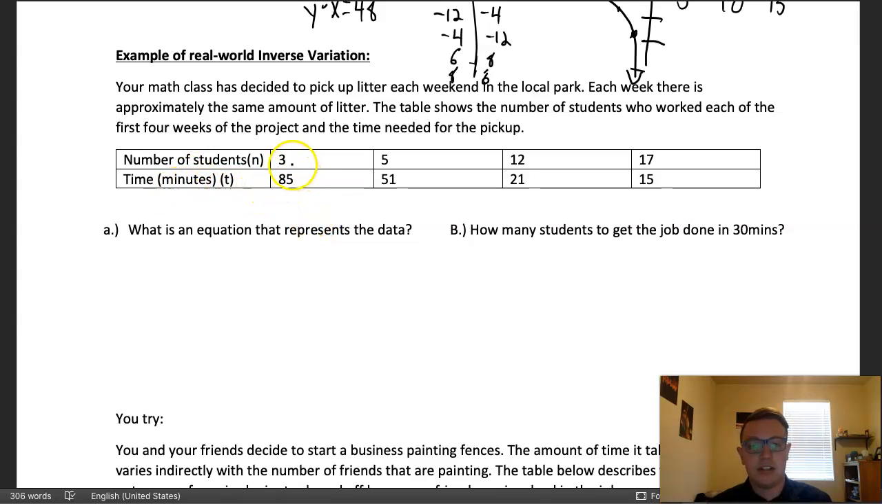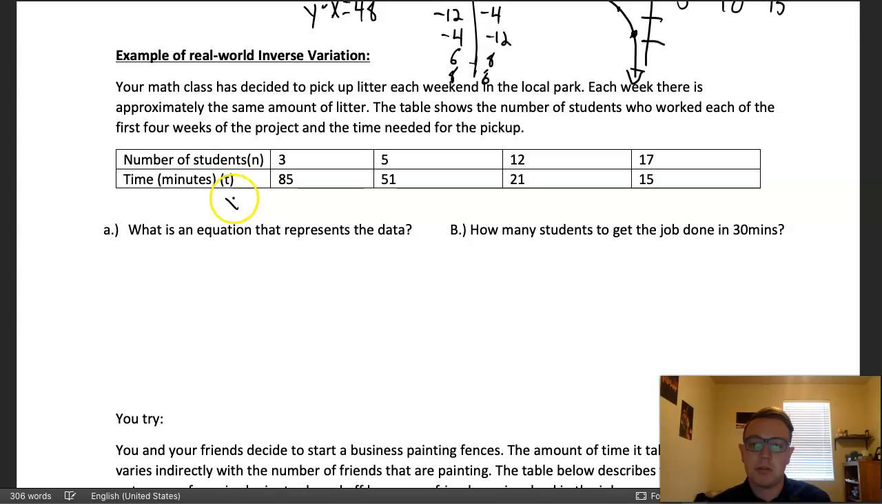When we had 3 students, it took us 85 minutes. When we had 5 students, it took us 51 minutes. When we had 12 students, it took us 21 minutes. And at 17 students, it took us 15 minutes. So what's an equation that represents this? We're noticing that as our number of students increases, our time decreases. So as one increases, the other decreases. That seems to be inverse.